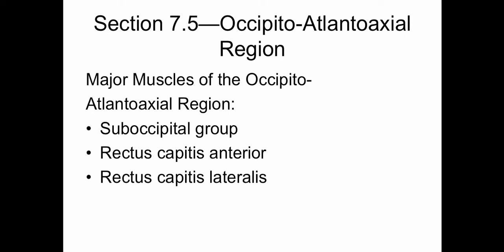The major muscles of the occipito-atlanto-axial region include the suboccipital group, the rectus capitis anterior, and the rectus capitis lateralis. Please note that the suboccipital group is made up of the rectus capitis posterior major, the rectus capitis posterior minor, the obliquus capitis inferior, and the obliquus capitis superior.